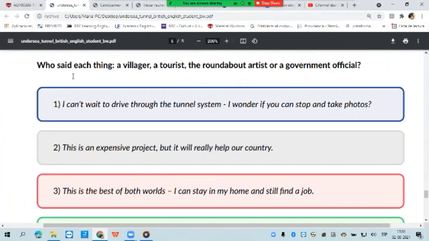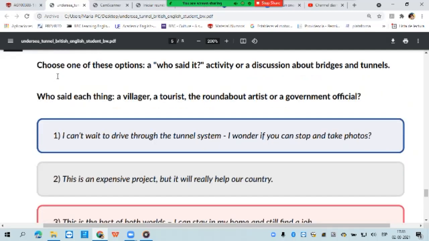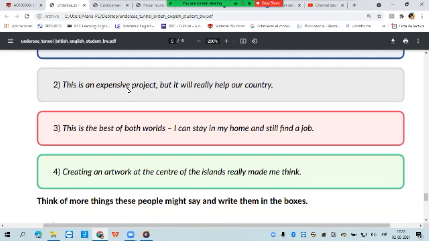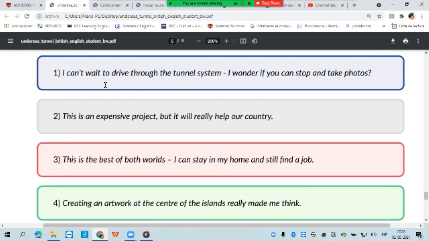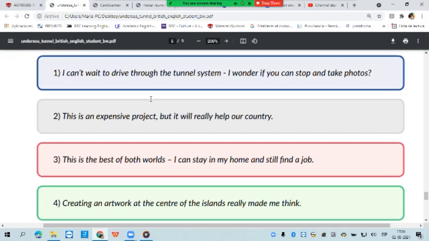Here we have three different opinions. Let's see, can you identify who you think could have said this? A villager, a tourist, the roundabout artist, or a government official? Do you understand it? Yes. Identify who said each of these sentences. There are four.